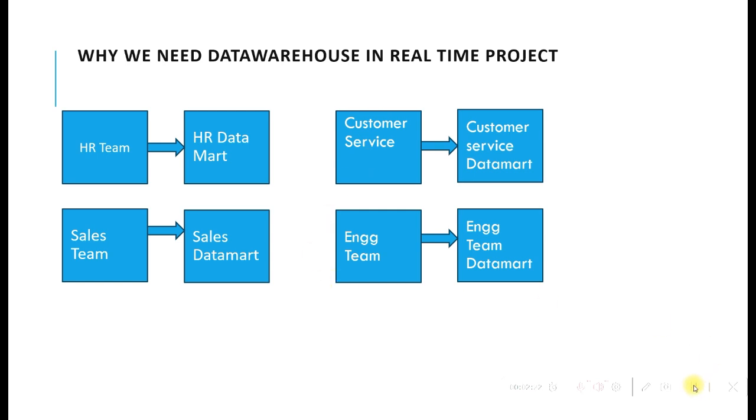So if we are creating data marts, then we don't know in which data mart the latest data is. If both teams want the same data and I am creating separate data marts, then there is a chance duplicate data will be created and storage will be wasted. Suppose the HR team and sales team both want the same data, then there will be duplicates. So what Snowflake is doing here is placing all the data in a single place and creating a separate data warehouse for each team. So each team has its own separate data warehouse.